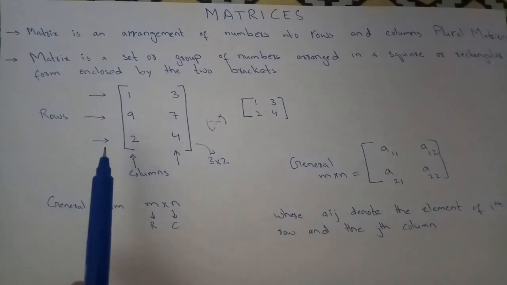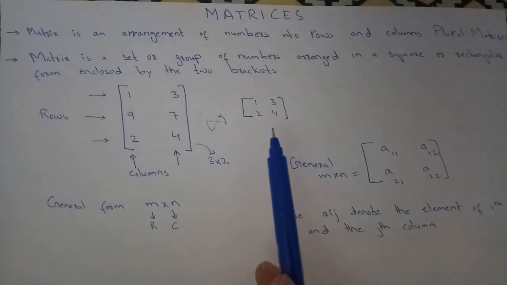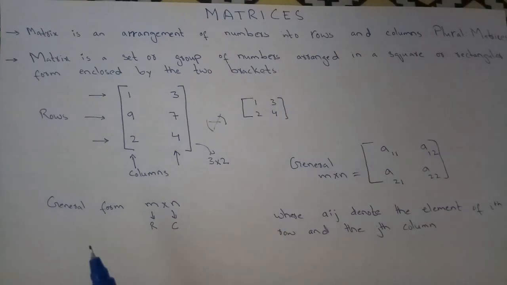It is in a rectangular shape, and this one is in a square shape. It is of the order 2 by 2, which means it has 2 rows and 2 columns. Now the general form of the matrix is represented by m by n.